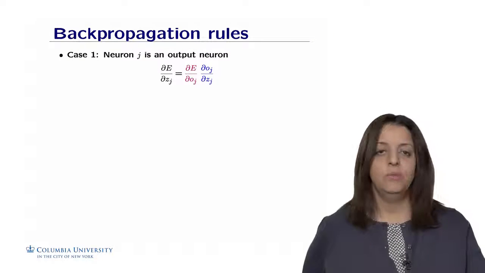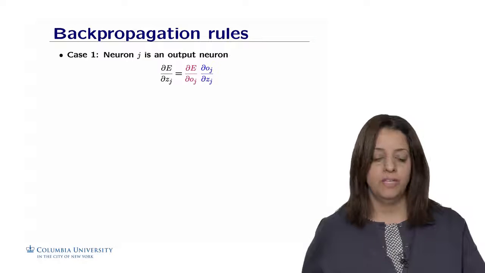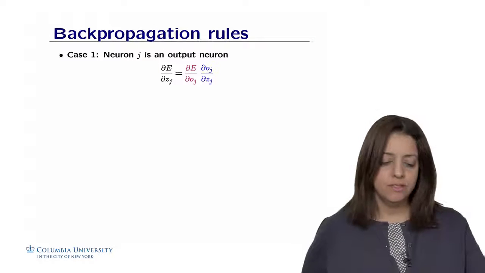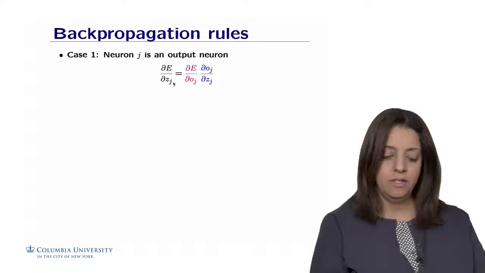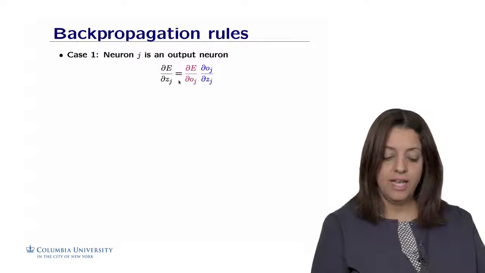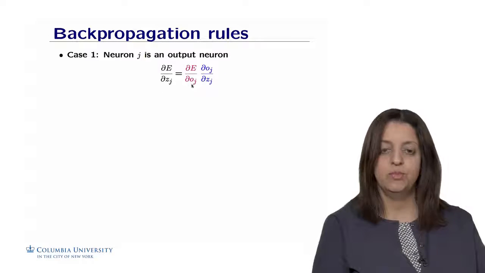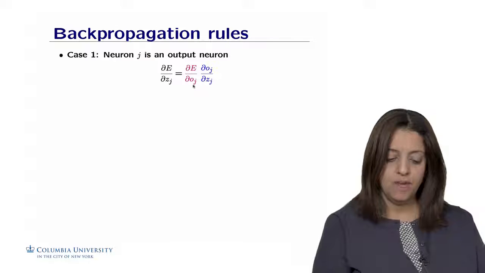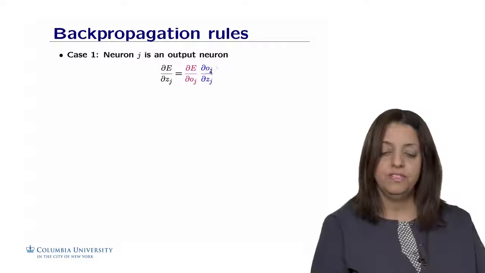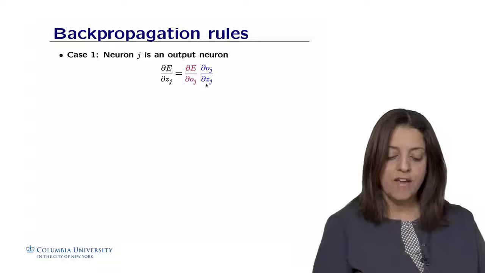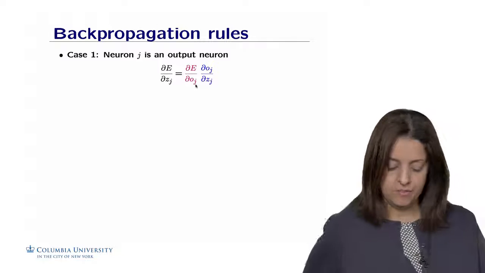In the first case, in which neuron j is an output neuron, we're going to write the partial derivative of the error with respect to zj as the partial derivative of e with respect to oj, which is the outcome of the neuron j, times the derivative of oj with respect to zj. So we have now two terms. Let's calculate each of them separately.